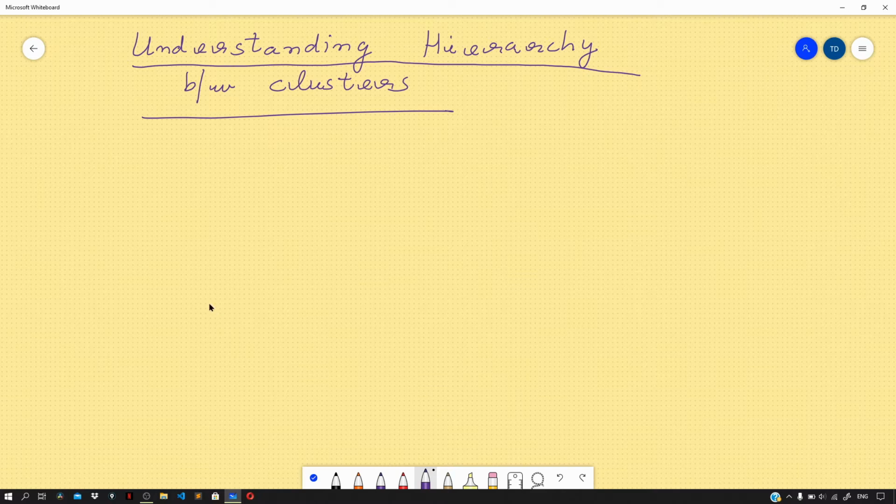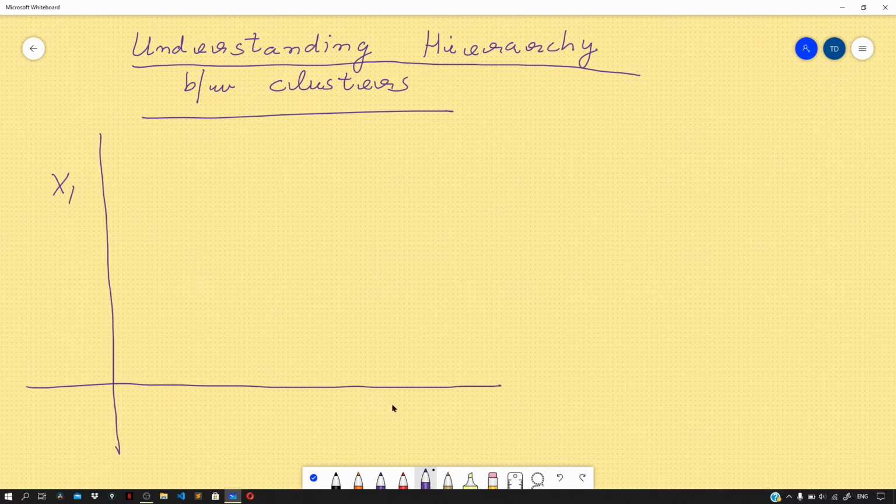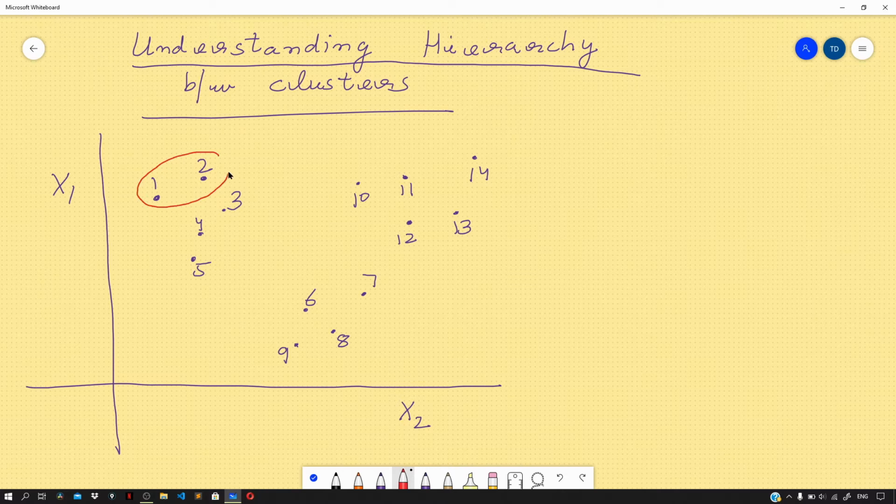Suppose we have this agglomerative clustering where we have two features, x1, say for example along the y-axis, and x2 feature along the x-axis. Now let us say we have a couple of points like this, 1, 2, 3, 4, 5, 6, 7, 8, 9, 10, 11, 12, 13, 14, right? So we have 14 points in total. And now let us form the clusters using these points. So 1 and 2 form a cluster let us say, and then 4 and 5 forms another cluster.